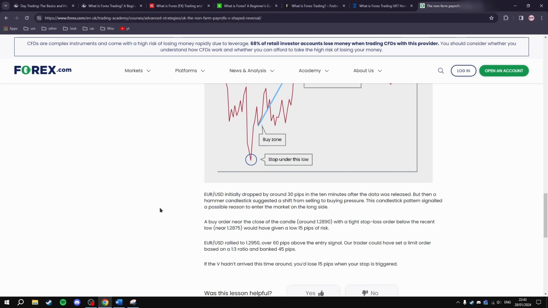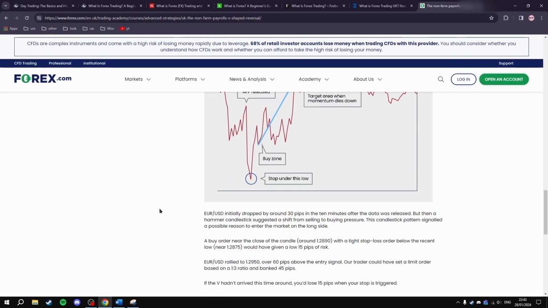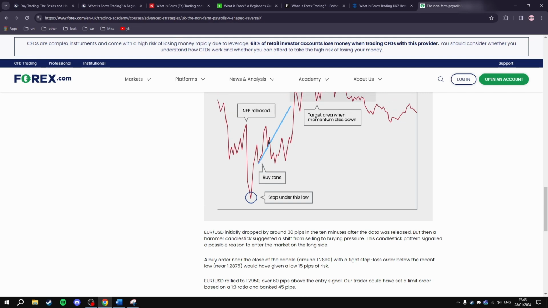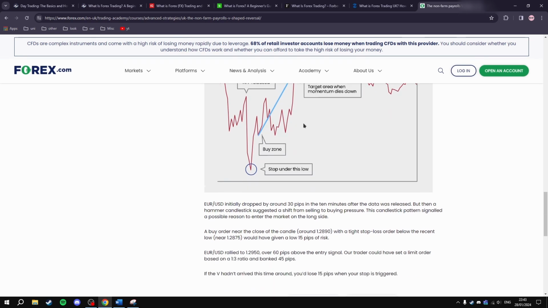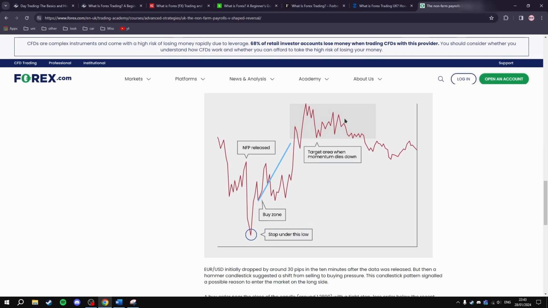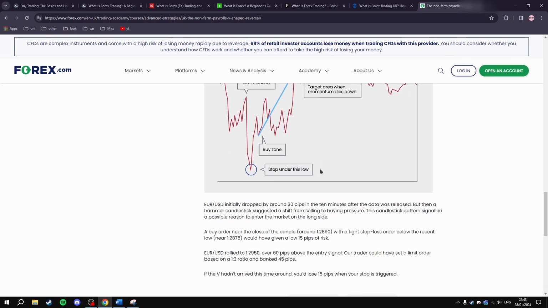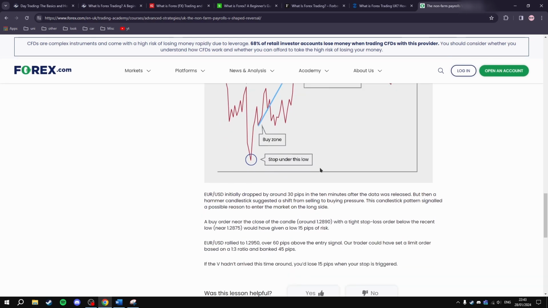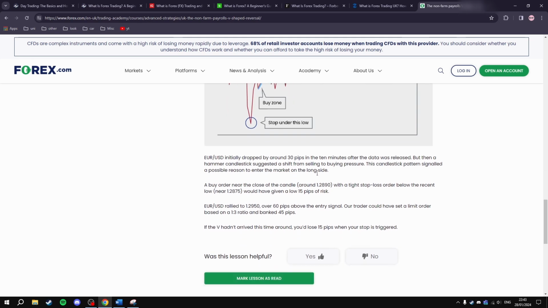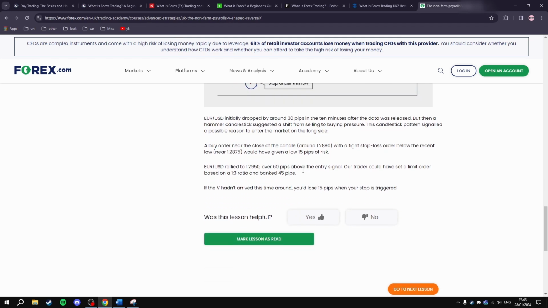EUR/USD rallied to 1.2950, over 60 pips above the entry signal, which is around here, or here. Oh no, buy zone entry signals here. This is the one, I'm assuming 1.2950 or something. Our trader could have set a limit order based on the 1-to-3 ratio and banked 45 pips. So this is the profit limit, I think. If the V hadn't arrived this time around, you will lose 15 pips when your stop is triggered. Hence the 1-to-3 reward ratio.